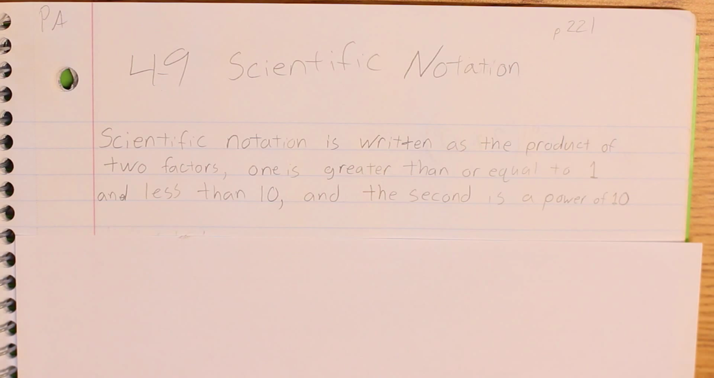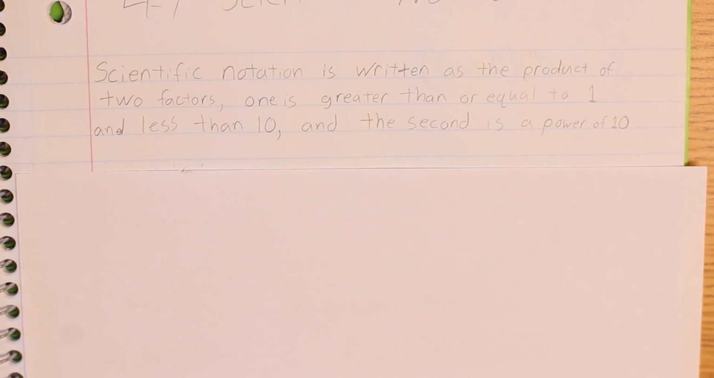First, we need to go over what scientific notation is, and here's a definition for you. Scientific notation is a description of how you write using scientific notation. Scientific notation is written as the product of two factors, okay? The product of two factors. Remember, product means multiplication problem, okay? So we have two factors, basically meaning two numbers.